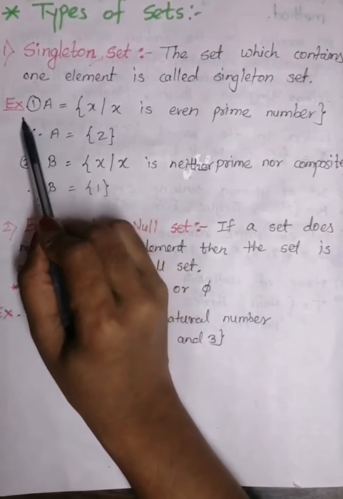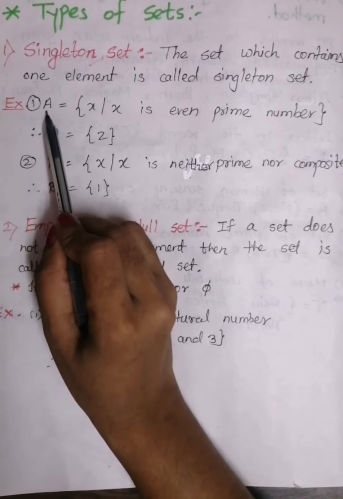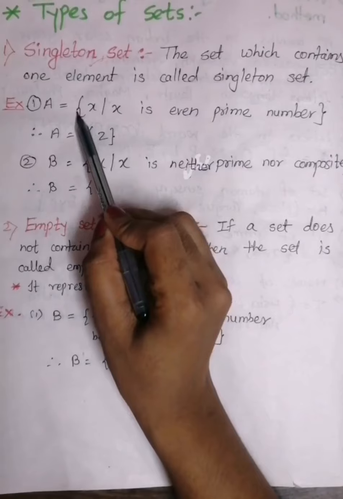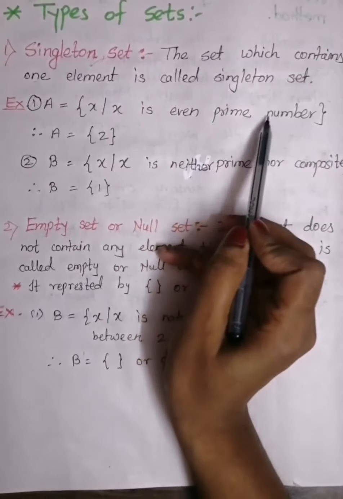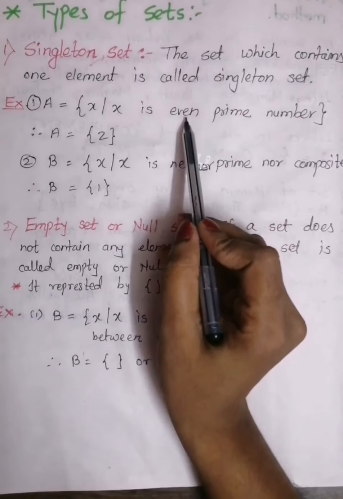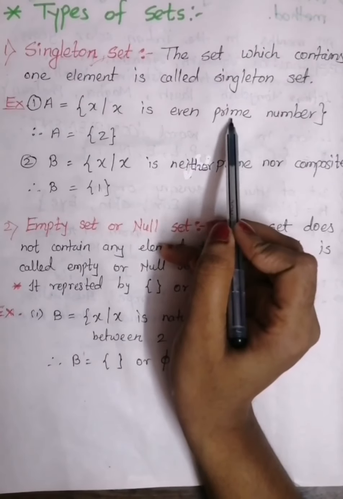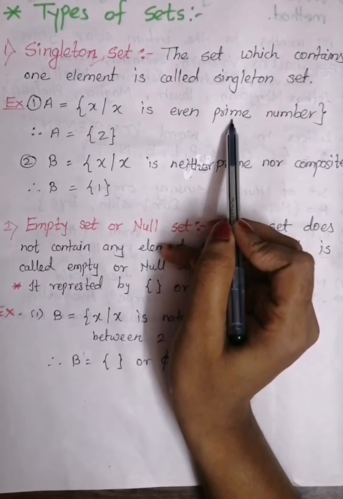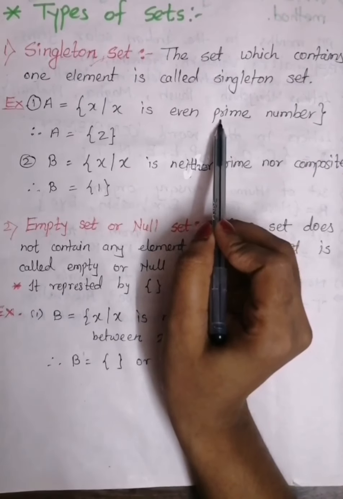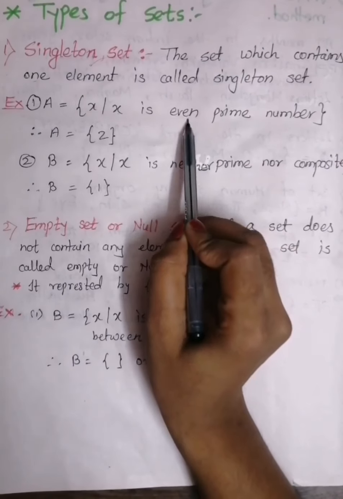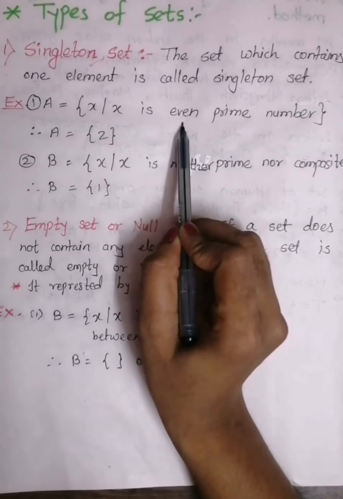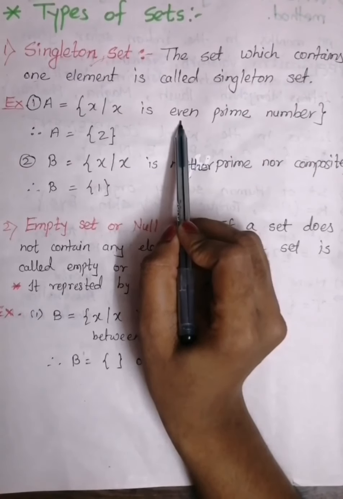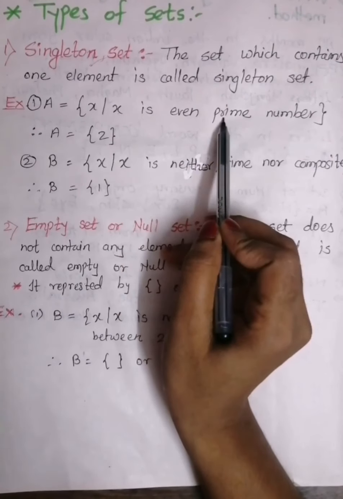Just look at the example, then the definition will be clear. Set A equals to, open the curly bracket, x such that x is an even prime number. All of you know that prime numbers start with 2. And what is a prime number? That number which is divisible only by itself, right? And even numbers also start with 2, meaning multiples of 2: 2, 4, 6, 8 up to infinity, right?